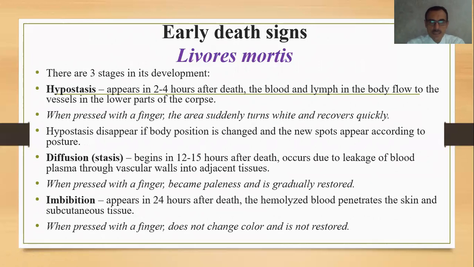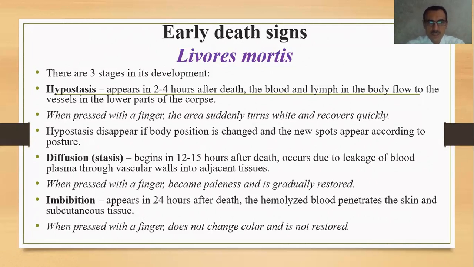The death signs divide into 2 groups. First, the early and later death signs. The early death signs have some types. First, the livor mortis, or the spots, the corpse spots.